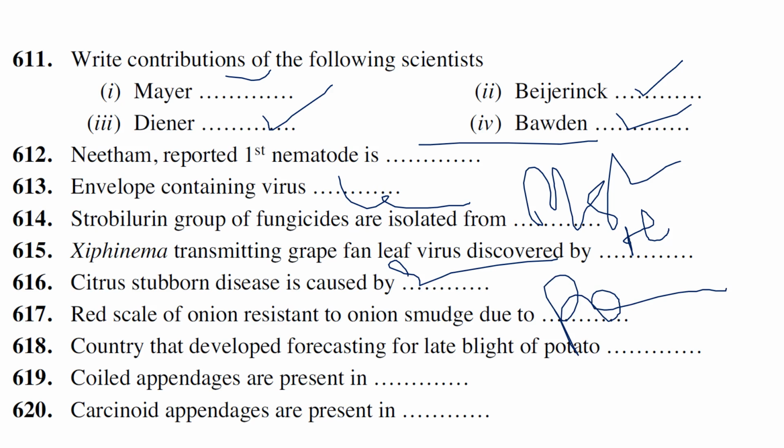Country that developed forecasting for late blight of potato. Many countries have developed it, but generally Canada and Ireland, the Irish people, developed it for this. Based on the options, please go through.